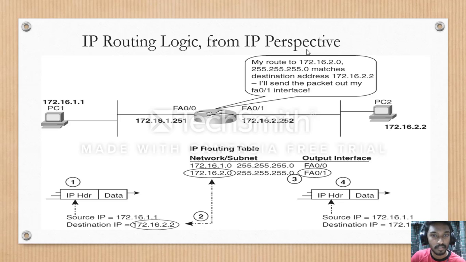So here we have an example of the routing process. You can see the IP address of 172.16.2.0 matches the destination IP address of 172.16.2.2. This means the packet can be sent to the destination IP address.